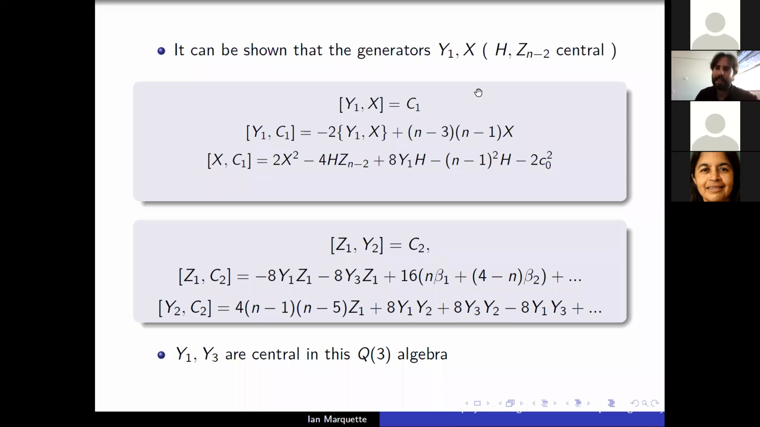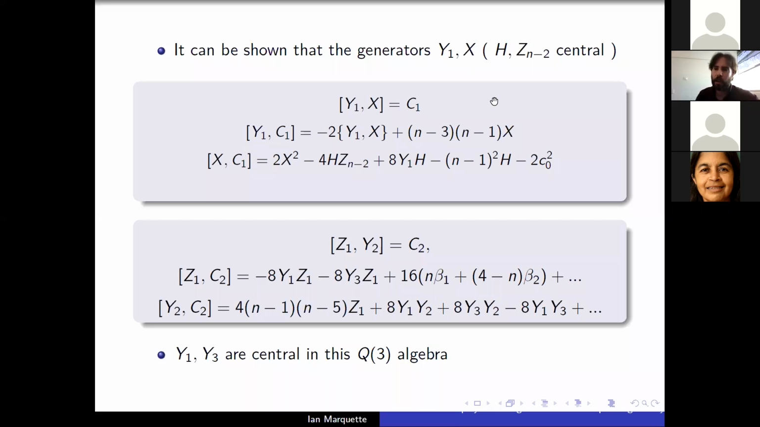In fact, you can form many of such substructures. They don't close among themselves. For example, if I take Y1, which is one of these integrals that could be interpreted from coalgebra, and this extra integral X, they commute to give you something of third order, which when you commute again, you get something that is closed in a quadratic way, but it depends on the Hamiltonian H, which is expected because this is the central element, but it depends also on Z_{n-2}. But Z_{n-2} is central relative to Y1 and X. So in some way, this is closed.